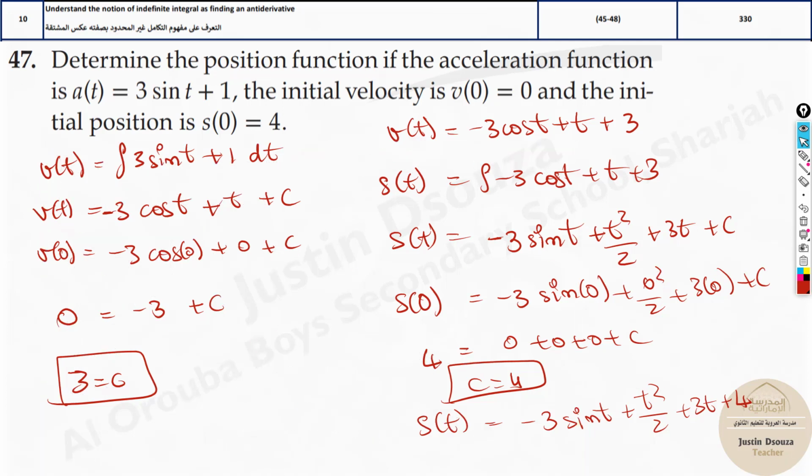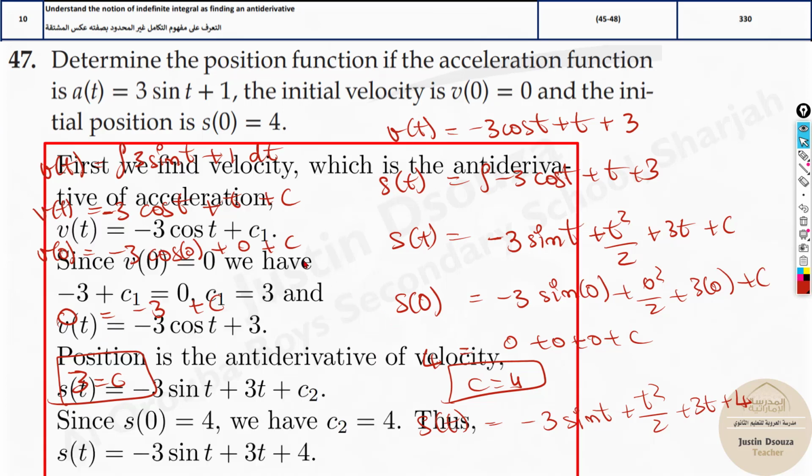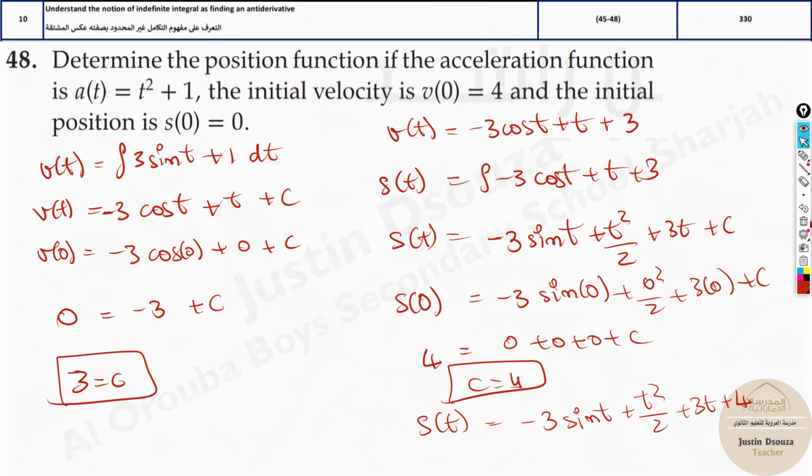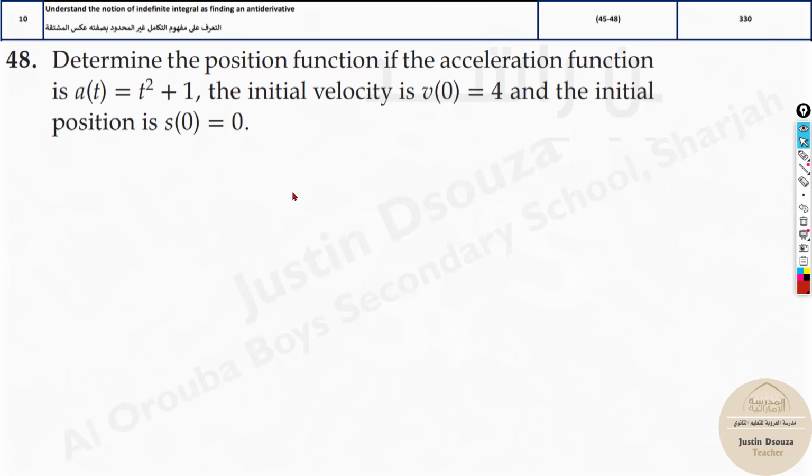Please follow what I've written on the screen now. This solution for the 47th question is wrong. I apologize for that. Now, other questions are straightforward. I'll just go through the solutions.